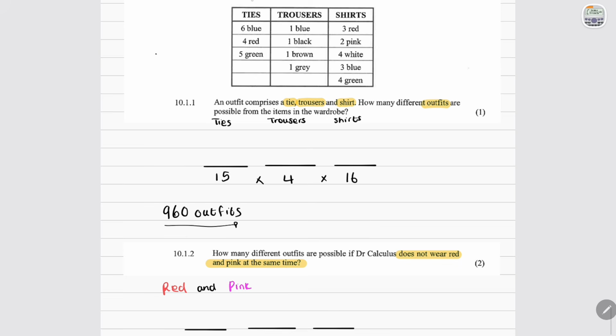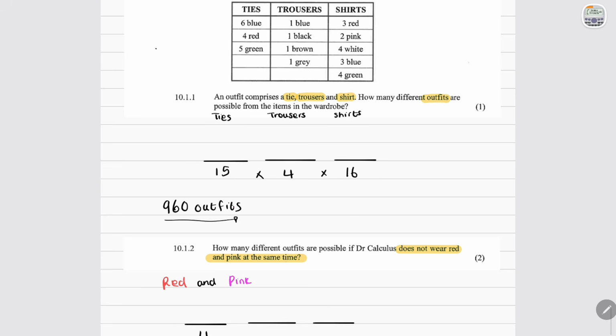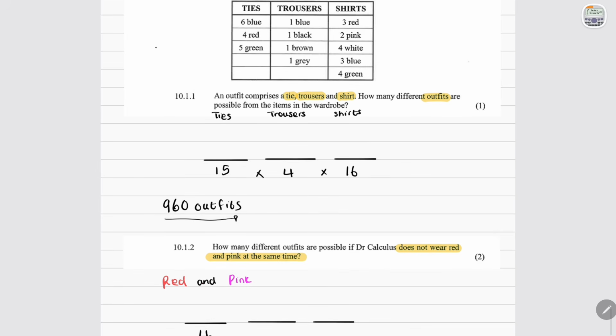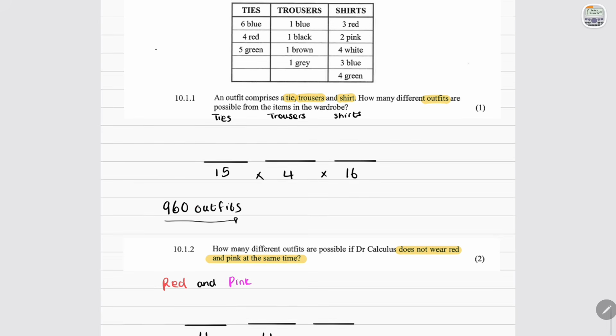In this case, for the ties, do you see that he has 4 red ties? So we're only going to look at this. I'm trying to specifically take out the outfits where he wears red and pink at the same time. So we're going to have a situation where he wears any of his 4 red ties, so for the ties, we're just going to put 4. And then for the trousers, he can wear any of the trousers, because remember, a full outfit must have a tie, a pair of trousers, and a shirt. As long as he wears red and pink with any of these trousers, then he's wearing red and pink, and so we want to remove that. The total trousers that he has is 4, so if he wears red and pink with any of these 4 trousers, it's a problem.